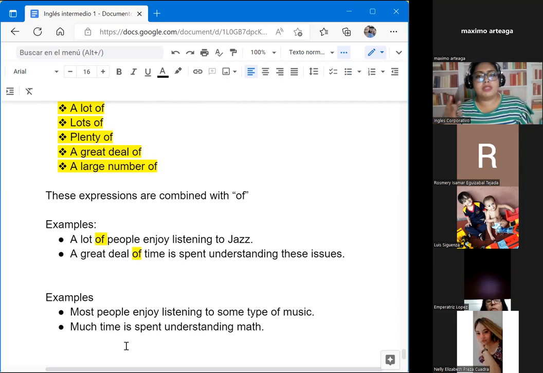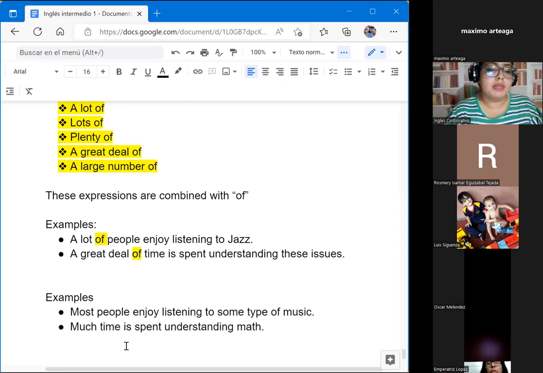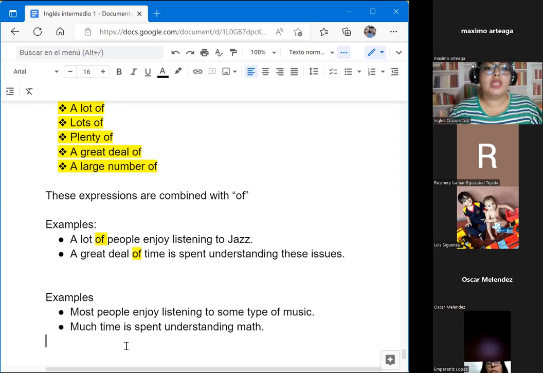We are using almost the same sentences, but changing the expression. So in that case, it is not necessary to add the complete form of the other expressions, because you are telling that most people enjoy listening to some type of music. Muchas personas disfrutan escuchar algún tipo de música. And in the other one, much time is spent understanding math. Mucho tiempo es gastado en entender matemáticas.